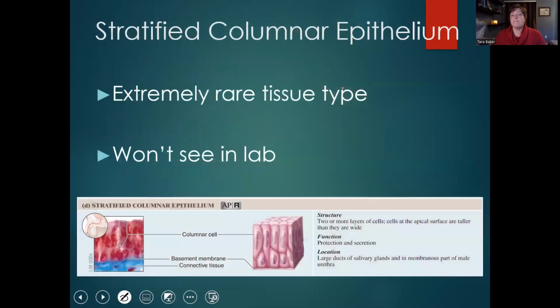Stratified columnar, very rare. I don't even know where that's located. It says, oh, I guess it says it's in the salivary glands and the male urethra. So really, really rare. We're not going to see that. But stratified columnar is going to be very difficult to get across.